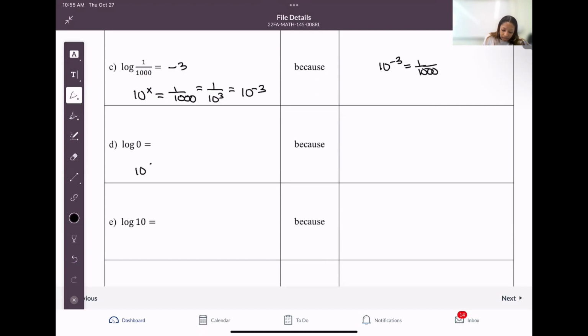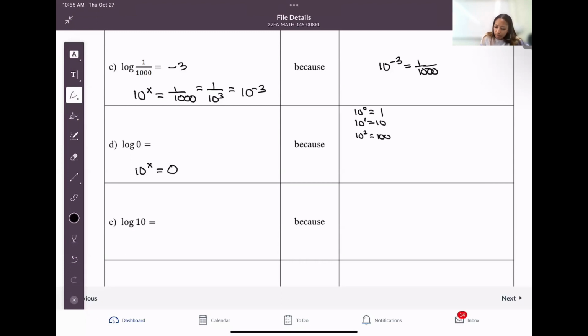This is 10 to what power equals 0? Now that's interesting. Let's think about that. What power can I raise 10 to get 0? So we know 10 to the 1st power is 10. What's 10 to the 0 power? Not 0, it's 1. If we keep going higher, we get bigger numbers, so that won't work.